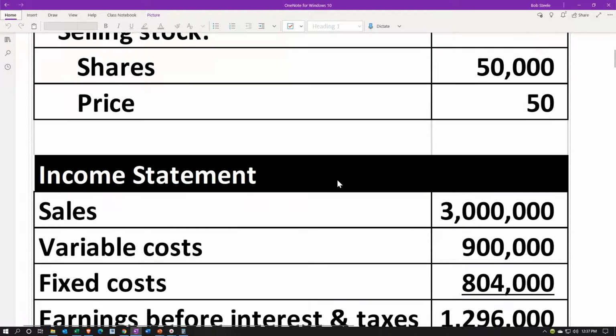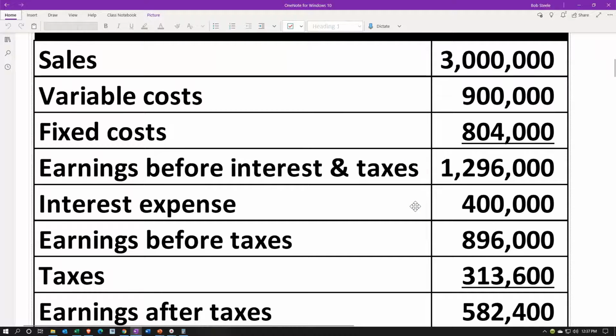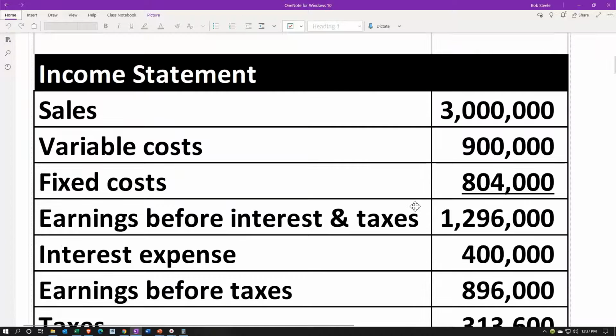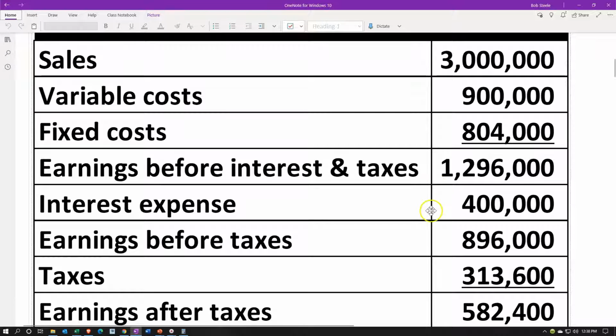Scrolling down, this is going to be our income statement, before we do our financing option. We've got the sales, variable costs, fixed costs, and the earnings before interest and taxes, basically operating income. Notice that we have the income statement in a contribution margin format, meaning sales minus variable costs rather than sales minus cost of goods sold. Once you get to the earnings before interest and taxes, it's similar, whether the income statement is in a contribution margin format or a normal income statement.